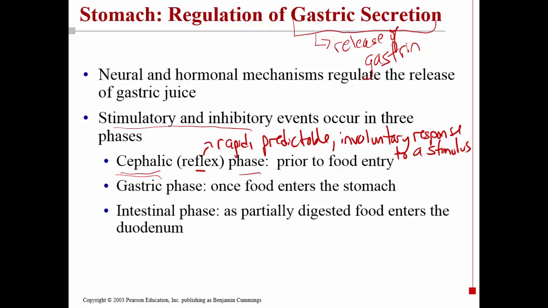The second phase is called the gastric phase, and that is triggered once food enters your stomach. That causes a release of gastrin in your stomach. And the last phase is called the intestinal phase, and this is when the food is actually out of your stomach into your small intestine, and something occurs there that triggers the release of gastrin in your stomach. So let's look at these 3 phases. They might make more sense when we look at them individually.